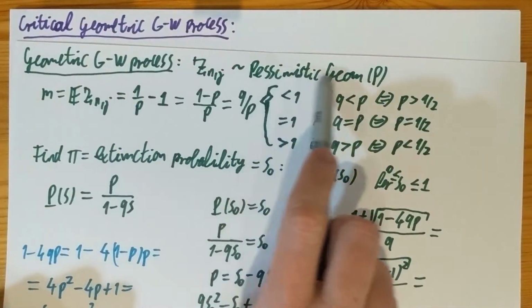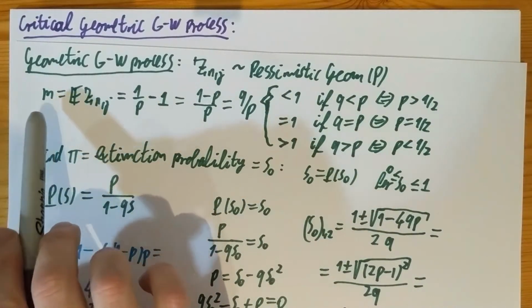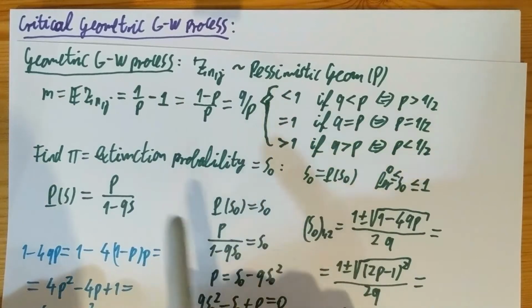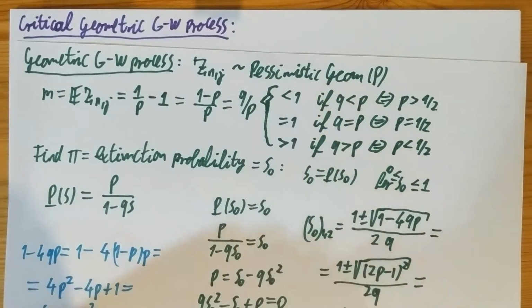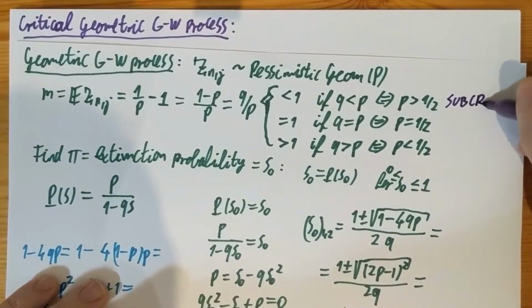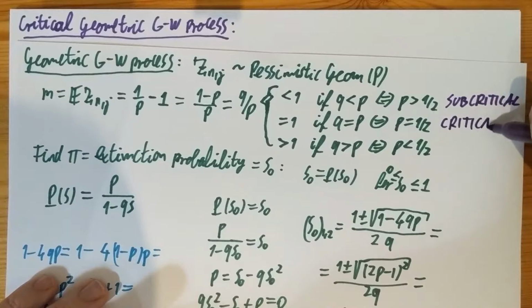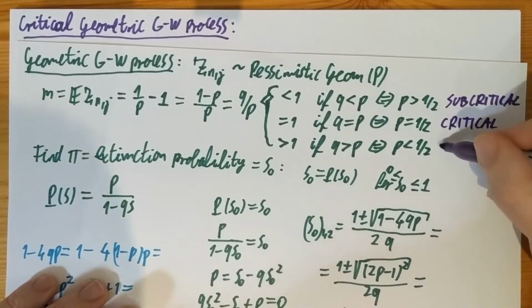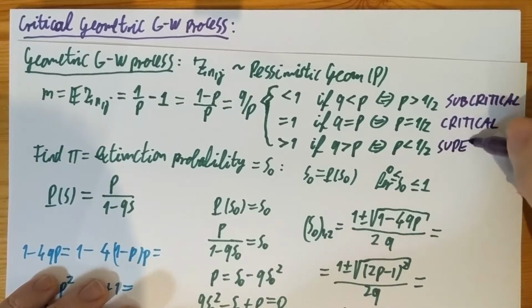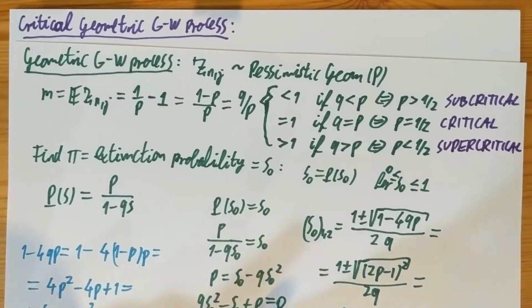So we have a pessimistic geometric offspring distribution, and the mean of the offspring distribution is Q over P, which is less than 1, so we are subcritical when P is larger than 1/2. We are critical when P is equal to 1/2, and we are supercritical when P is less than 1/2, so the mean is larger than 1.